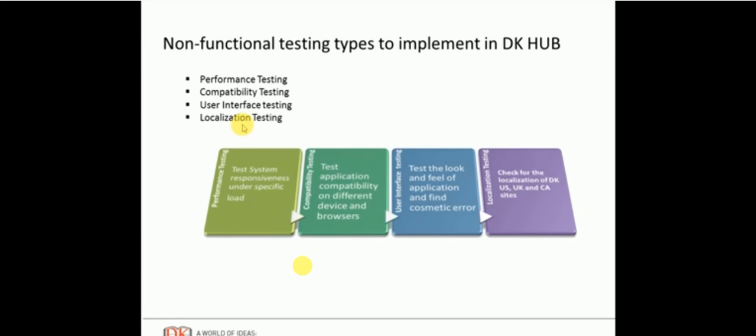So in that case, localization will be like, if you're putting the currency symbol, then in the US market it should be shown with a dollar, and for the British market it should be with a pound symbol.